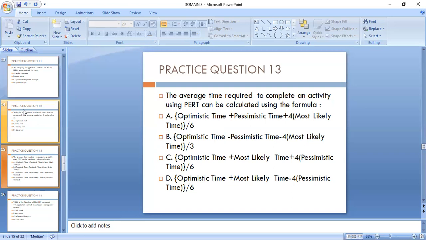So you add the optimistic time to the pessimistic time. So optimistic time can be, let's say, we finish in 2 months. Pessimistic time, we finish in 7 months. Most likely time, we finish in 4 months. So you can slot in those number of months into the formula, and you get the average time it will take to finish the activity. So the answer here is A.